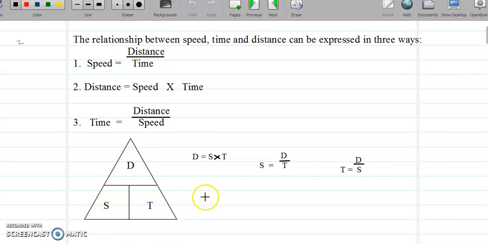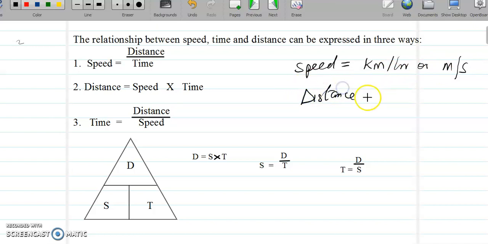Now, speed is measured in kilometer per hour, or in meter per second. How do we get this? We know that distance is measured using kilometer or meter. These are the two units for distance. We use kilometer or meter to measure distance.